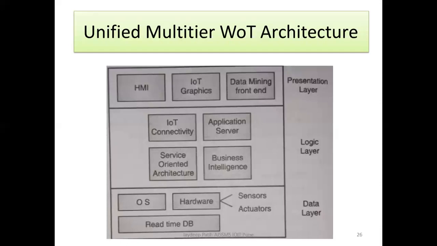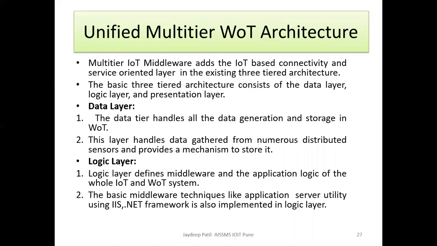This layer also needs an operating system. Here you can see the OS is there. This layer needs an operating system that regulates the flow of data with other systems or other system activities. Along with this database, you can see the real-time database is there. WOT and IoT systems might need real-time databases based on the application requirements. So this data layer is the basic layer of this architecture.